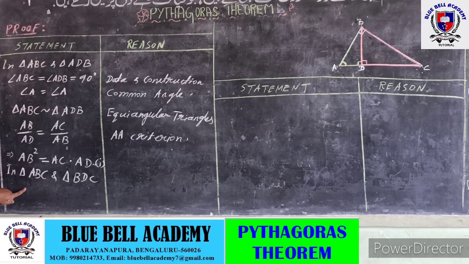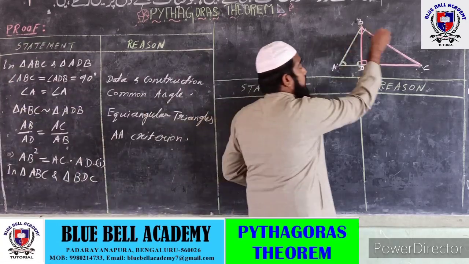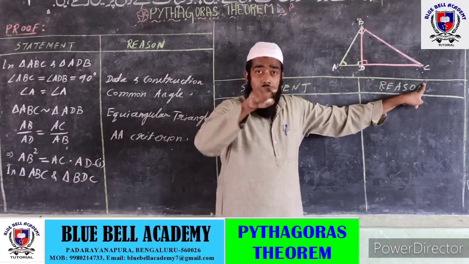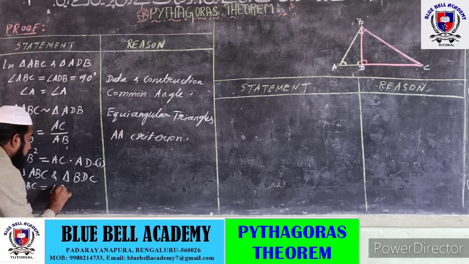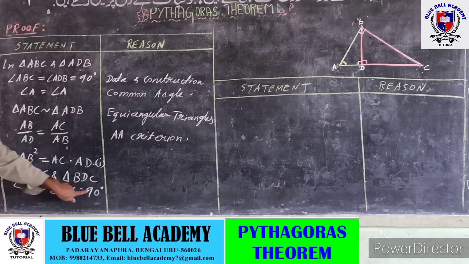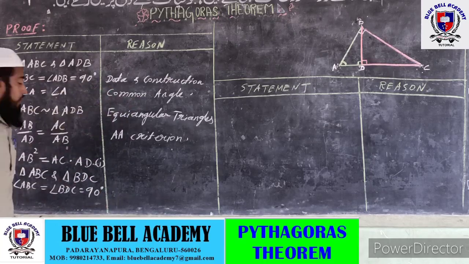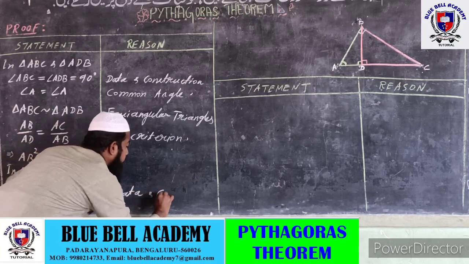If you observe here properly, as I told in the previous one, angle ABC is 90 degree and angle BDC is also 90 degree. So I can say here angle ABC is equal to angle BDC is equal to 90 degree. Same as the previous one, we got this from the data and construction. So we have to mention data and construction.